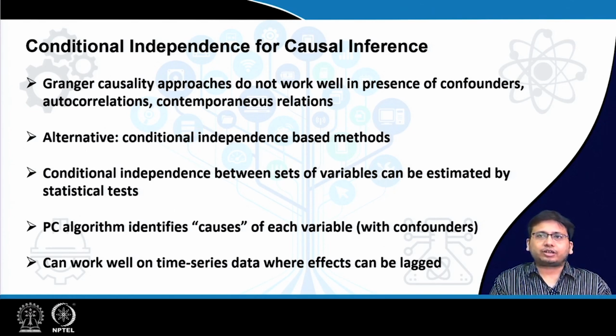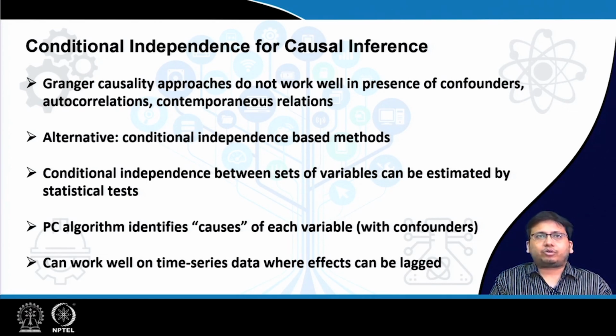Now Granger causality has certain drawbacks. It does not work well in the presence of confounders, autocorrelations in the time series, and contemporaneous relations. Confounders, as in, suppose there are multiple variables which we are focusing on. In Granger causality we are trying to express one variable as a linear function of the past values of the other. But what if there is a third variable which influences both the effect and the potential cause? In that case Granger causality may not make much sense.